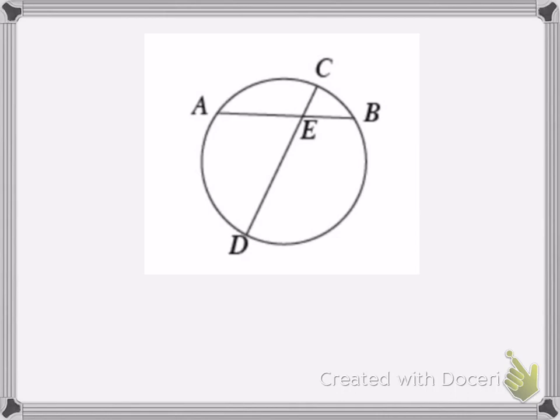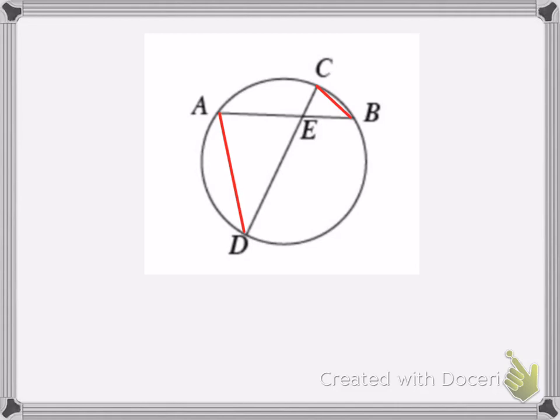So, let's think about what relationships these two chords might form. In order to do that, I'm going to add two segments here to create triangles. So I'm going to add segment AD and segment CB. Okay, so now I have formed two triangles. Now I want you to think about what relationships might exist between these two triangles.